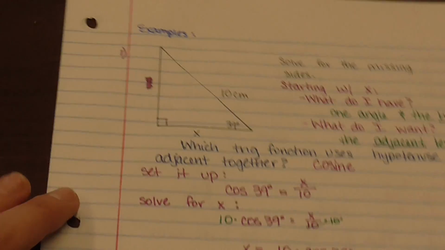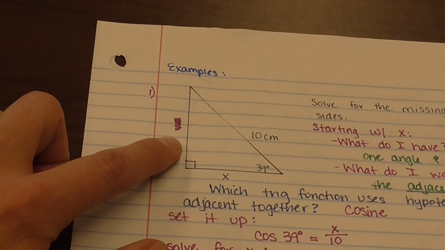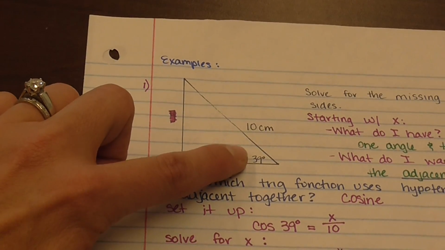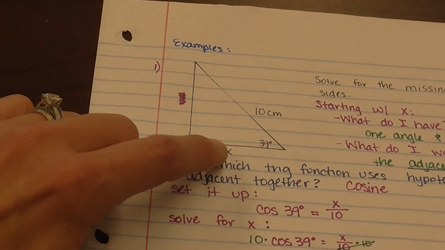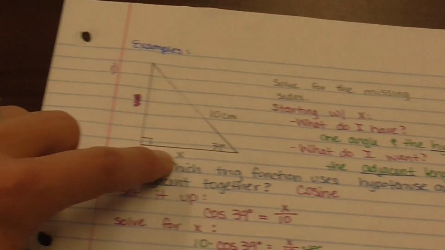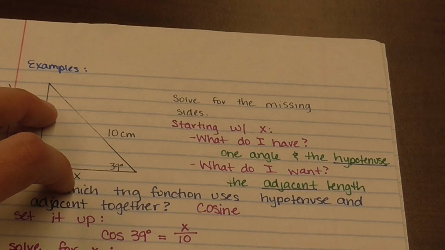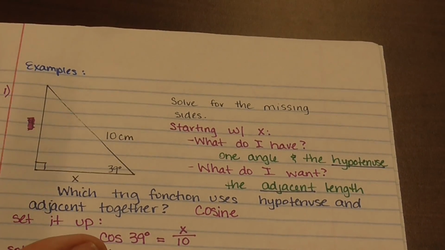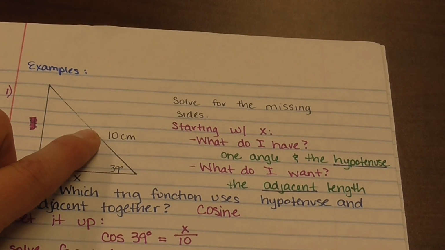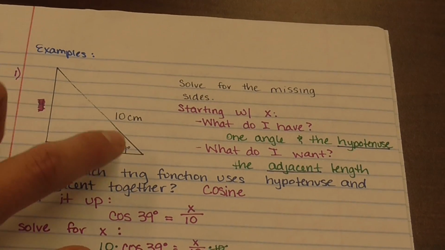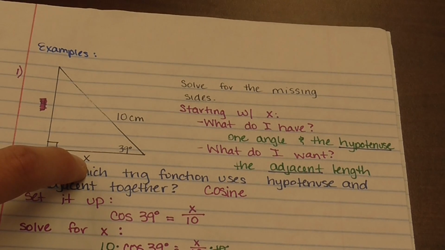So in an example like this one, it gives you this triangle. It tells you you've got 39 degrees. It gives you the length of the hypotenuse is 10 centimeters, and it wants to know this leg over here. So to solve for the missing side, you're going to ask yourself the two questions. They're important. What do I have? Well, I have an angle, and I have the length of the hypotenuse. What am I looking for? To this angle, I want the adjacent side.